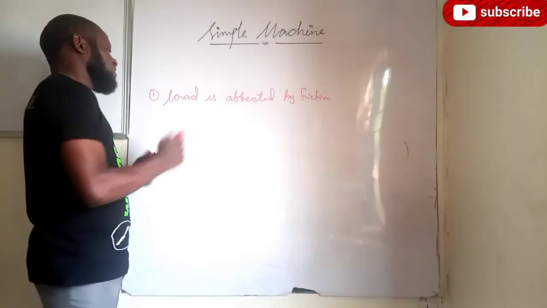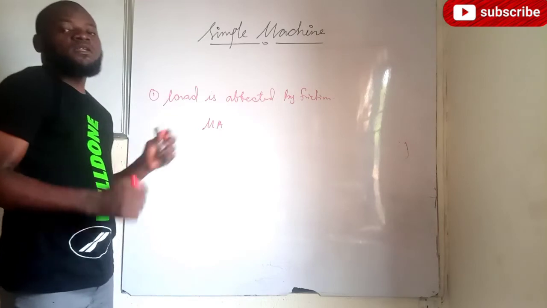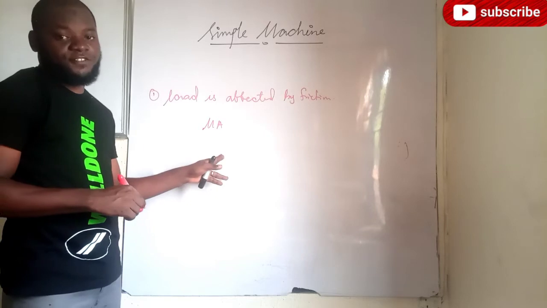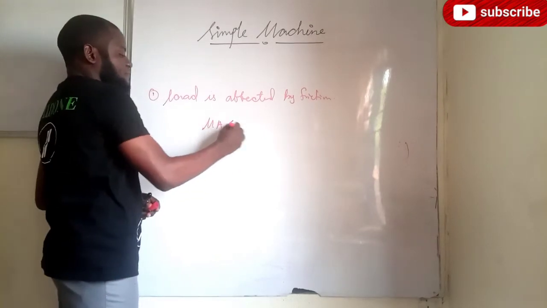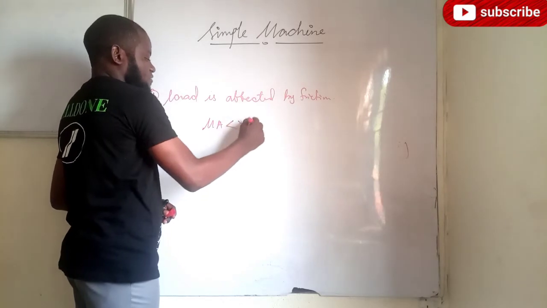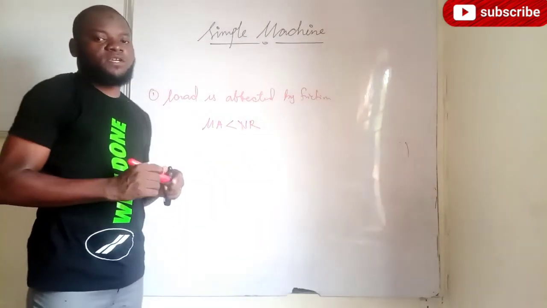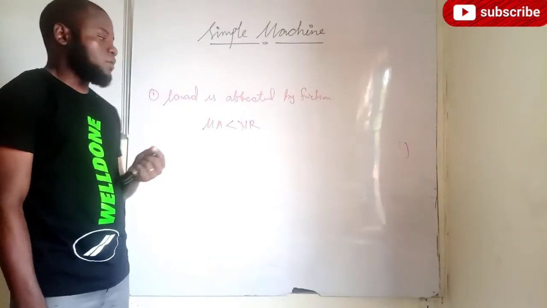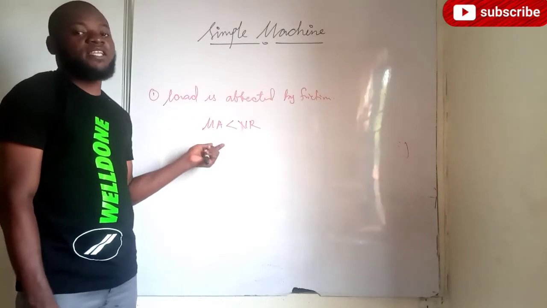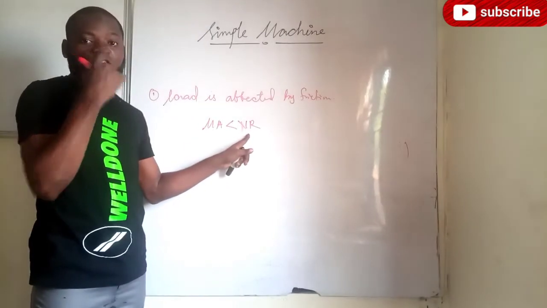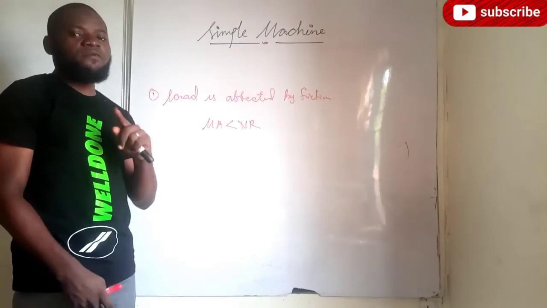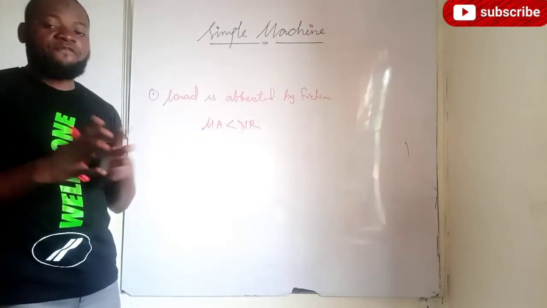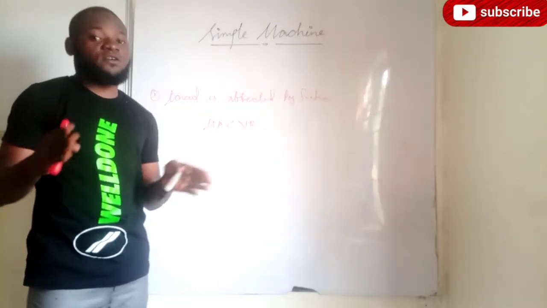Mechanical advantage depends on load. Friction is affecting load, so automatically friction will be affecting mechanical advantage. Therefore, mechanical advantage is said to be less than velocity ratio. So reason number one is that mechanical advantage is less than velocity ratio. What makes that possible? Friction affects mechanical advantage, but velocity ratio does not depend on friction. In a nutshell, the main reason why the efficiency of a machine cannot be 100% is friction.